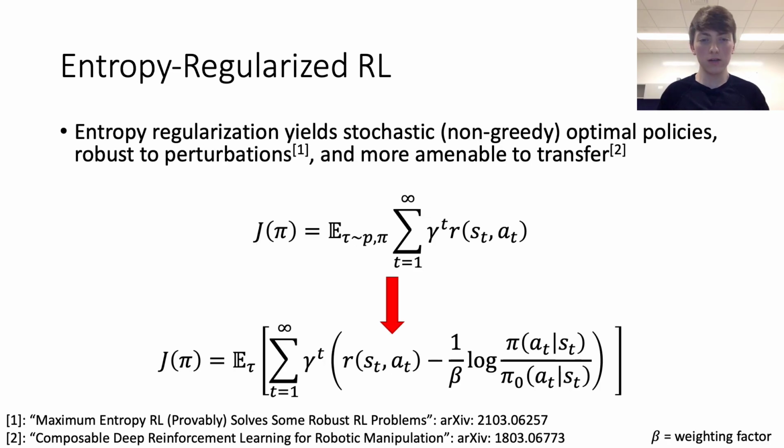In the entropy-regularized setting, we add an entropic cost to the objective function. This ensures that the current policy or optimal policy does not stray too far from some prior policy. This means that the optimal policy will now be stochastic, which ensures that it's robust to perturbations in the environment and it's more amenable to transfer and compositionality.